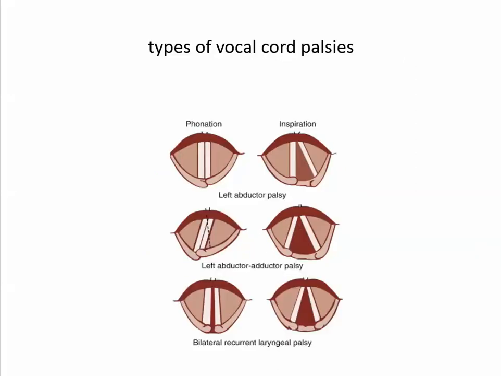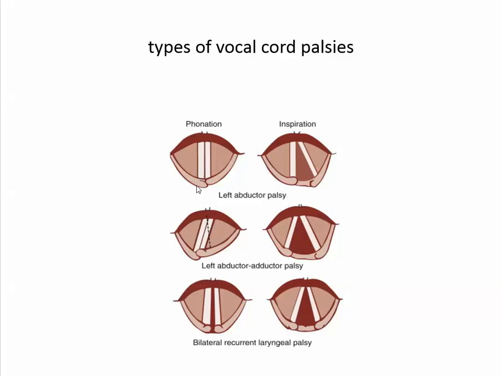This slide is a representation of the position of the vocal cord in different types of vocal cord palsies. The recurrent laryngeal nerve carries both abductor and adductor fibers to the vocal cords. The abductor fibers are more vulnerable, and moderate trauma causes pure abductor paralysis. Severe trauma causes both abductor and adductor fibers to be affected. In general, pure adductor paralysis does not occur as a clinical entity.